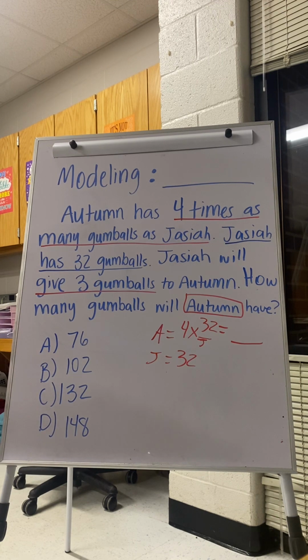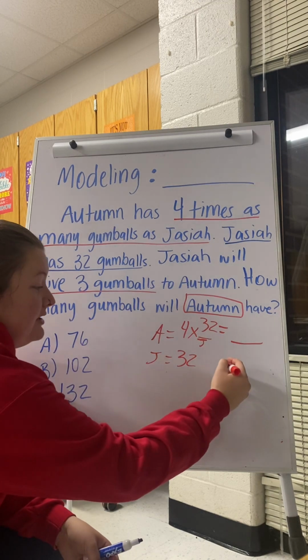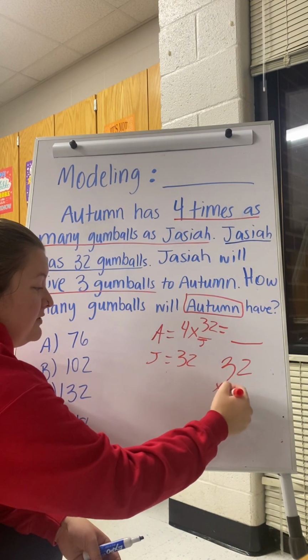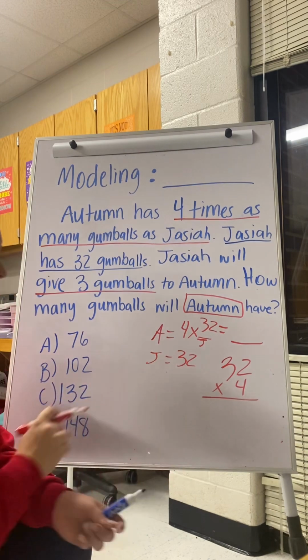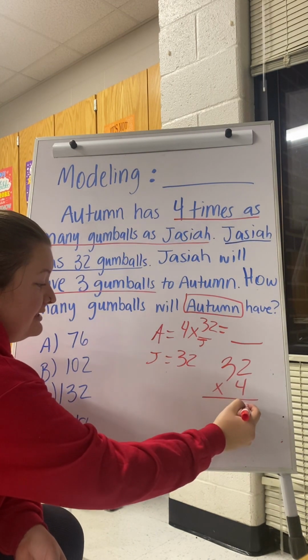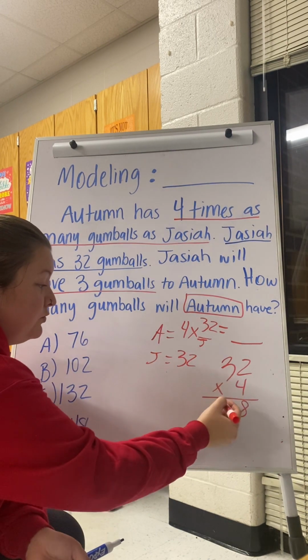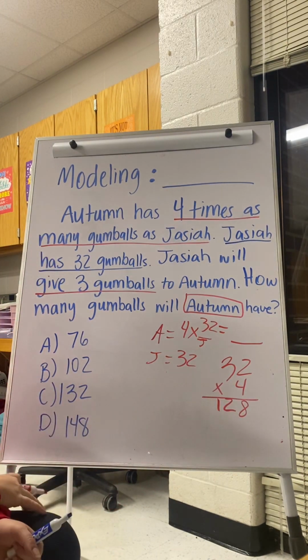Well, that's easy. We could stack this like the standard algorithm, and I'm going to do that here. 32 times 4, okay? Well, I start in my ones place just like if we were adding. 2 times 4 is 8. 3 times 4 is 12. So I have 128 so far.